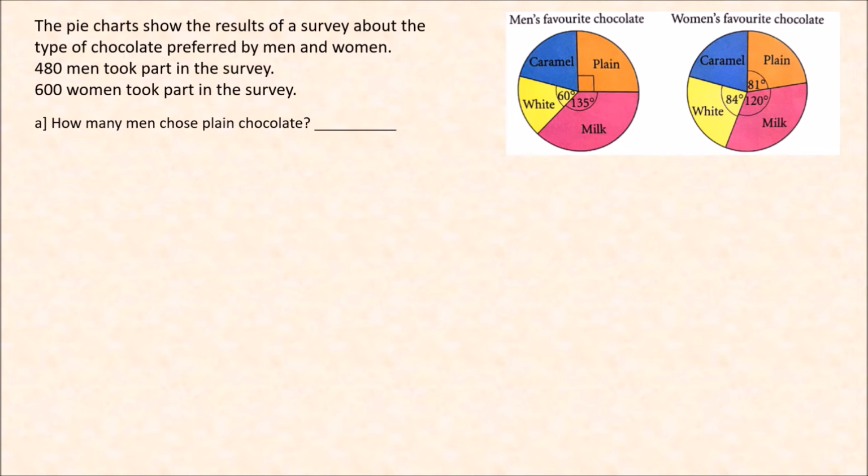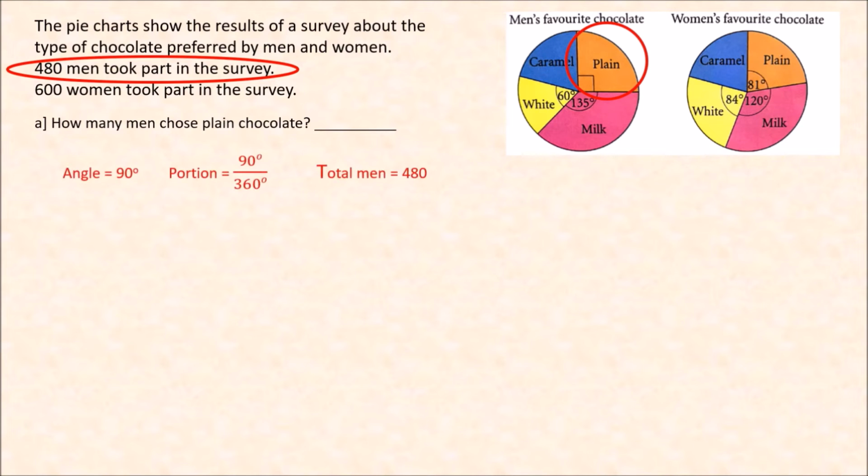So how many men chose plain chocolate? So if we look at in here, plain chocolate is 90 degrees. That box in there represents a right angle, so that means 90 degrees. So we have here a total of 480 men.